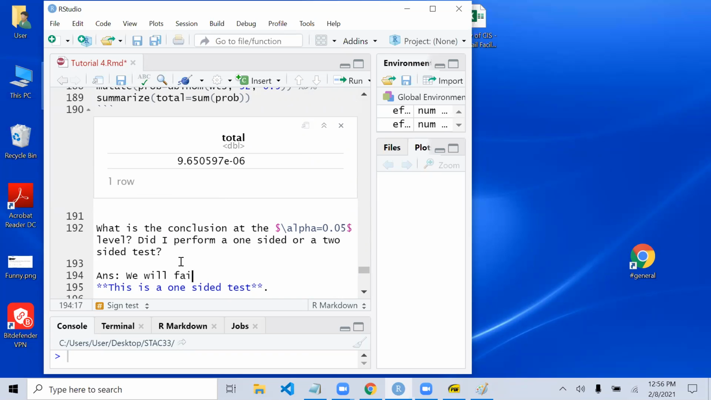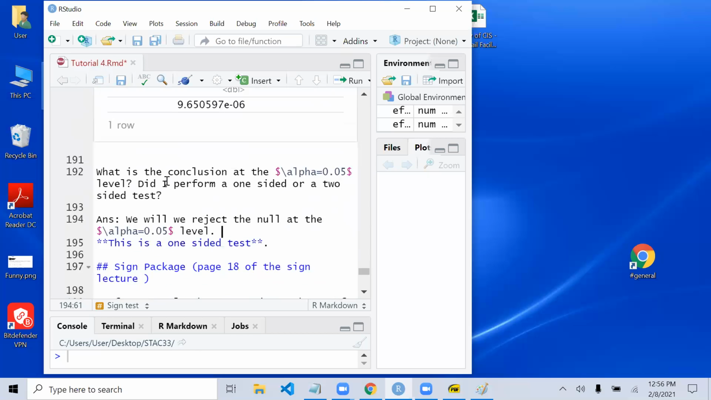We will fail. No, we will reject the null. We reject the null at the alpha equals 0.05 level, right? So this is me using LaTeX, for those of you who are curious for your assignments or whatever.